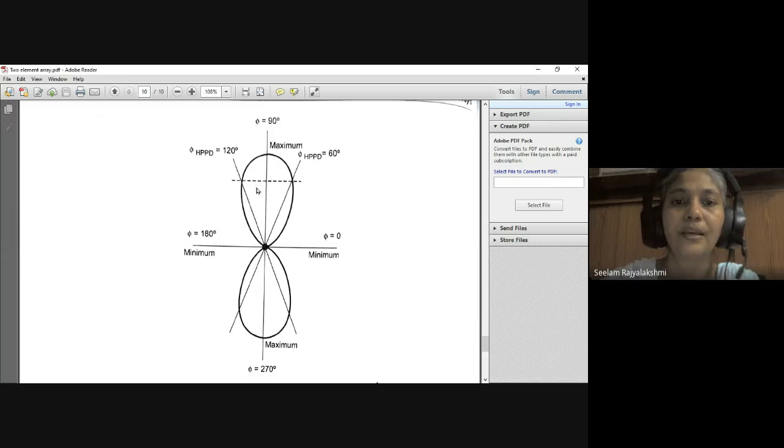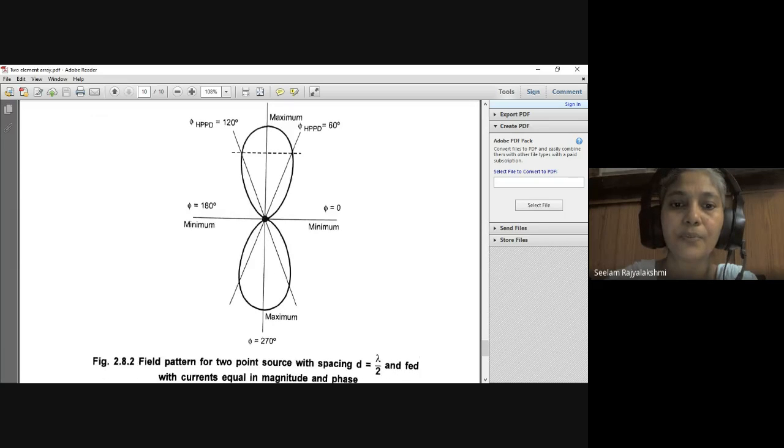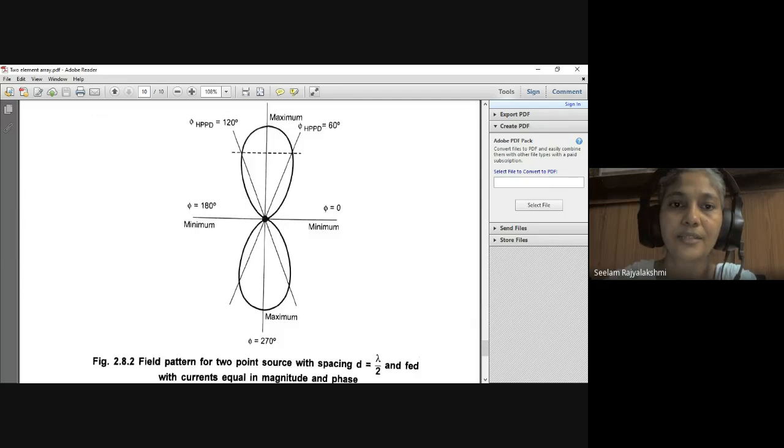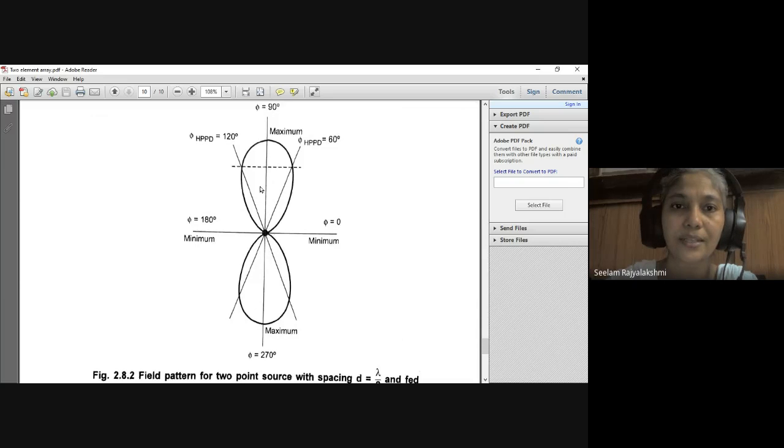Now, we have already seen the maxima direction, minima direction and half power point direction. Here is the field pattern for the two point sources with spacing d equals lambda by 2 and fed with currents equal in magnitude and phase. If phi equals 0 degrees or 180 degrees, this is the minimum. For phi equals 270 or 90 degrees, this is the maximum. For the half power point direction, this is the line at 60 degrees or 120 degrees, and we observe it is a figure of 8 shape.